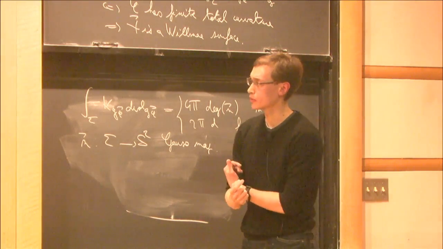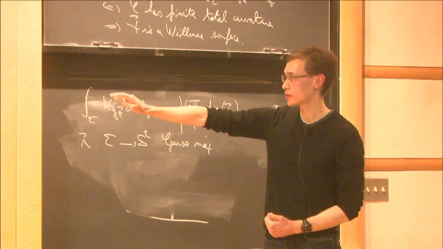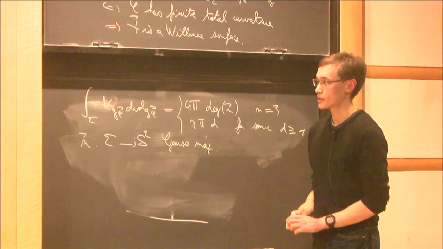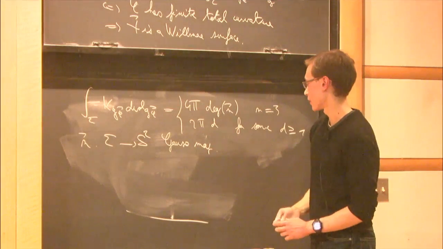It's a result of Kusner, for example, that you have equality in the Willmore energy if and only if you have an inversion of a minimal surface. And so here we see that it's a multiple of 4 pi.